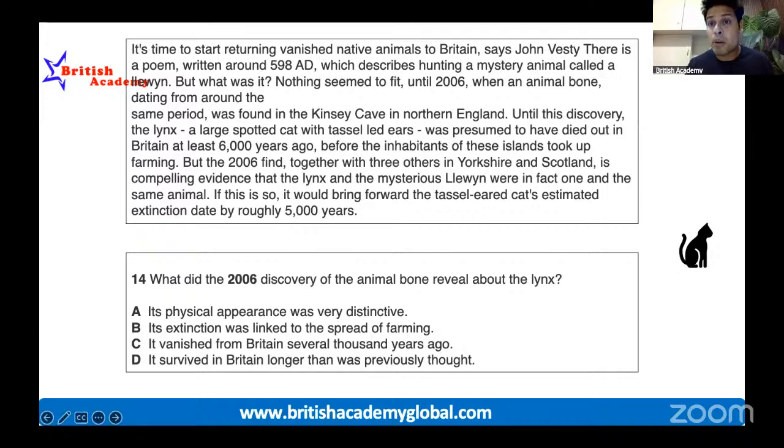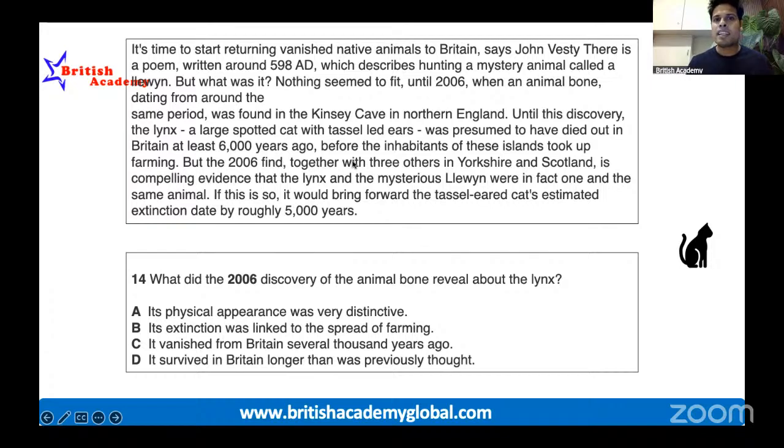Now they are talking about the word discovery in this line, which means my real job starts from here. So, what has been given? Until this discovery, the lynx, a large spotted cat with tassel-eared ears, was presumed to have died out in Britain at least 6,000 years ago. Look at this word, presumed, which means there is no confirmation. It's just an estimation that it had died 6,000 years ago, before the inhabitants of these islands took to farming.